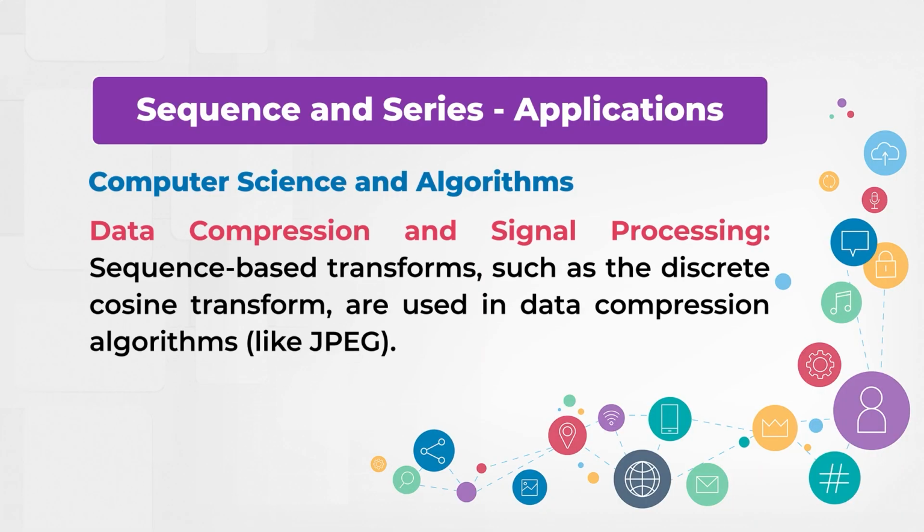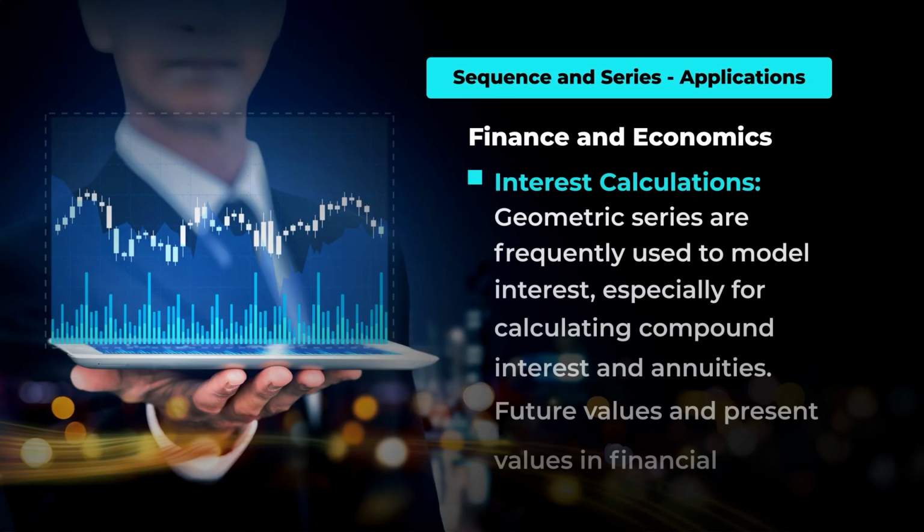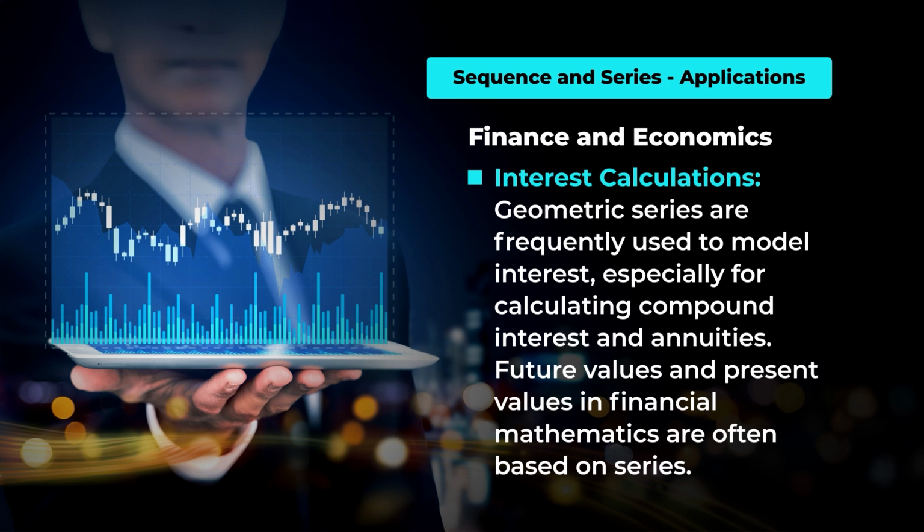Nonetheless, data compression and signal processing also explicitly use sequence-based transformations such as the discrete cosine transformation, and data compression algorithms frequently use the concept of sequence and series. Another area of domain is finance and economics, wherein interest calculation and stock market analysis heavily use the concept of sequence and series. In interest calculation, geometric series are frequently used to model the interest, especially when we calculate the compounding factor and annuities.